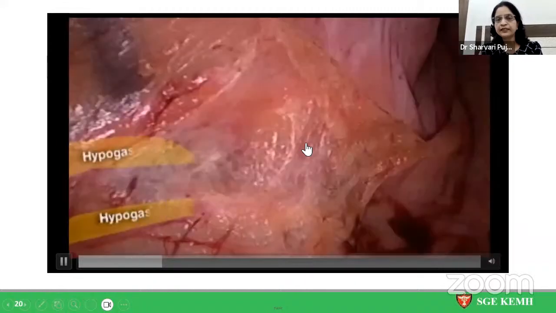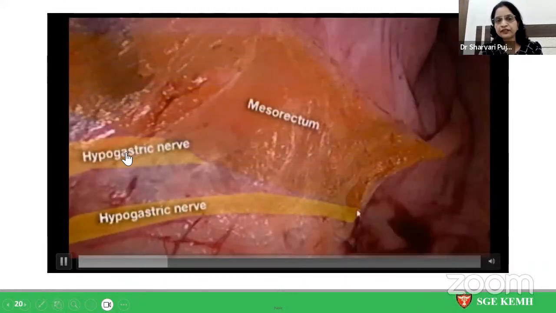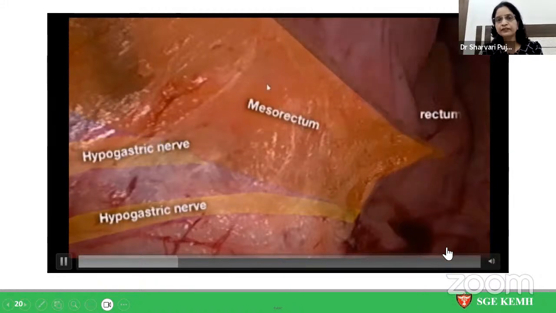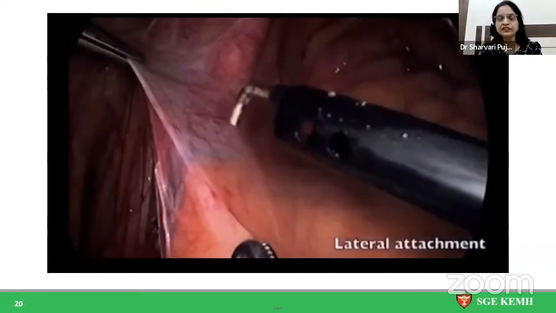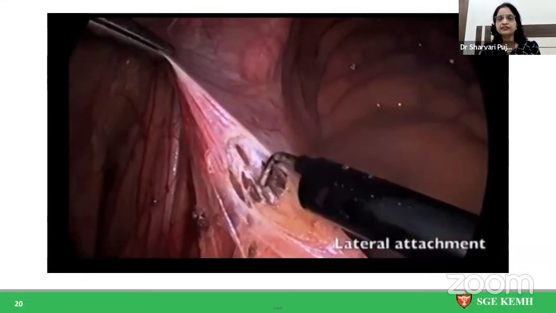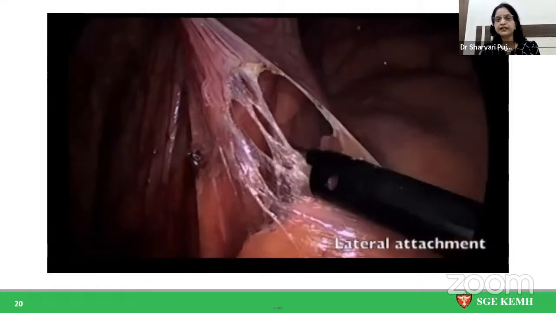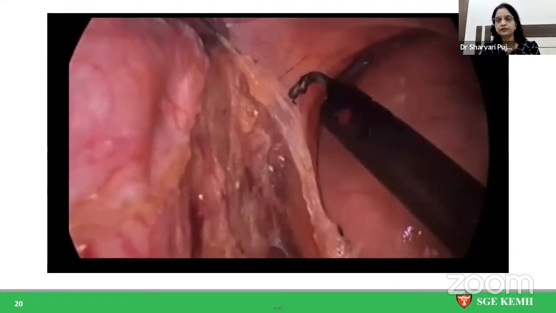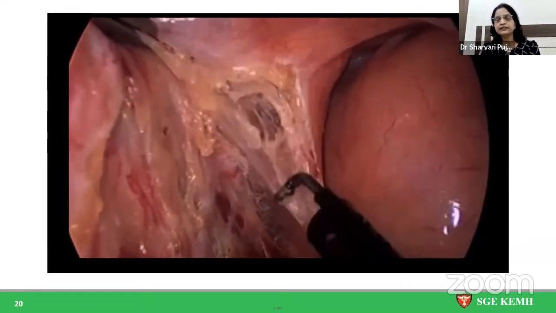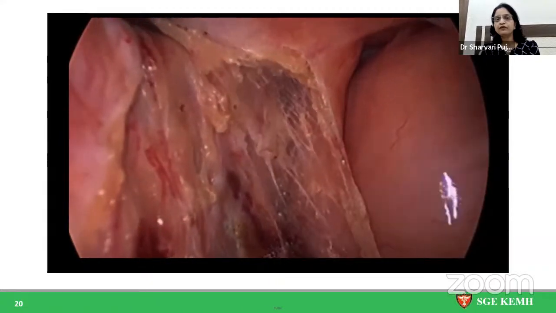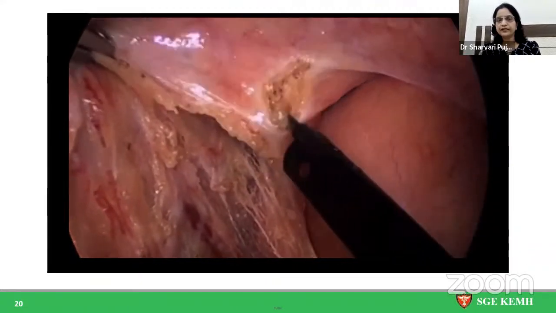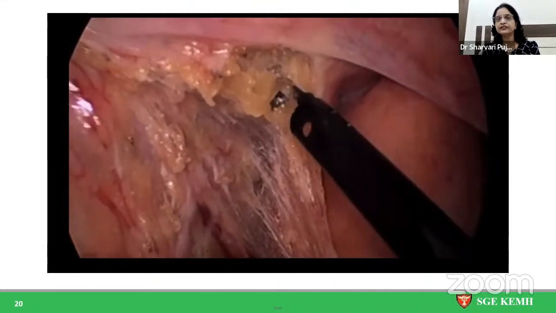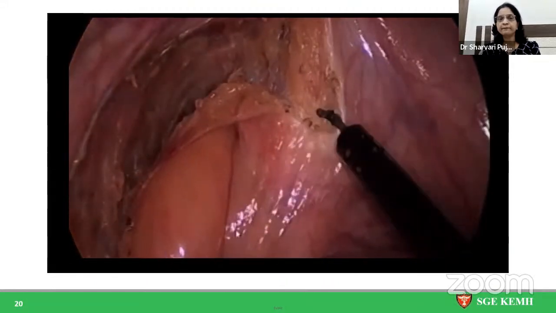The dissection is being done in the pelvis, and the hypogastric nerves will be lying posterior. This is the mesorectum, and this should be the line of dissection, pushing the nerves behind. When the dissection is on the lateral wall, this is the left side of the dissection. This is near the pelvic wall, but without injuring the pelvic plexus lying here. And then the dissection is continued anteriorly.